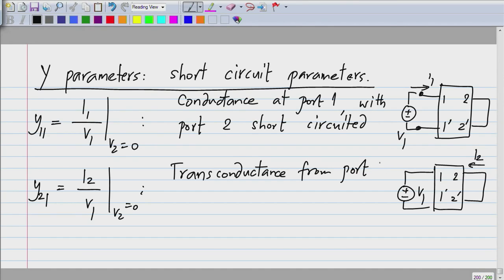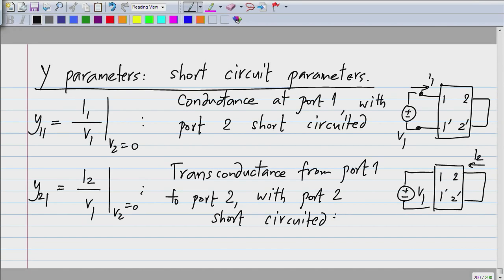Port 1 to port 2 with port 2 short circuit. So Y11 is like a conductance and Y21 is like a transconductance from port 1 to port 2. Transconductance means that something that you apply here has an effect on that port.